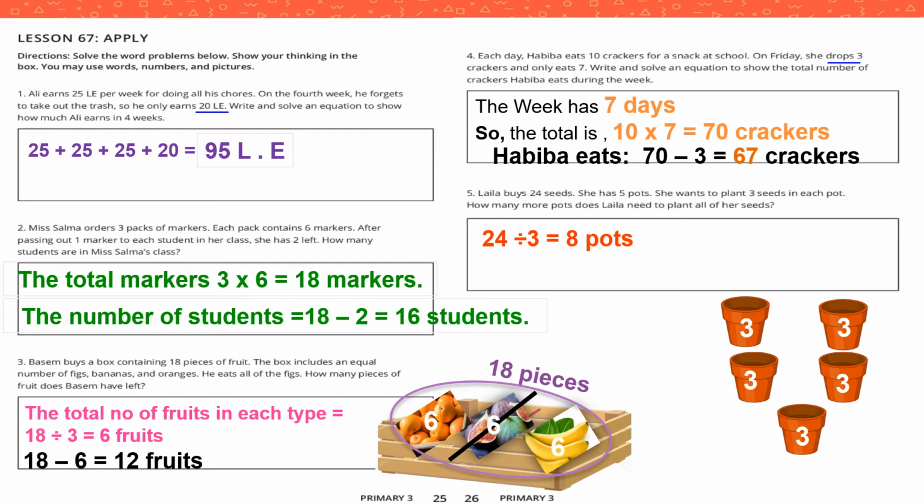She has a total of 24 seeds divided by 3 seeds, so she needs 8 pots. But she has only 5. So she needs an extra 3 pots. 8, which she needs, minus 5 that she has equals 3 pots. So she needs an extra 3 pots.